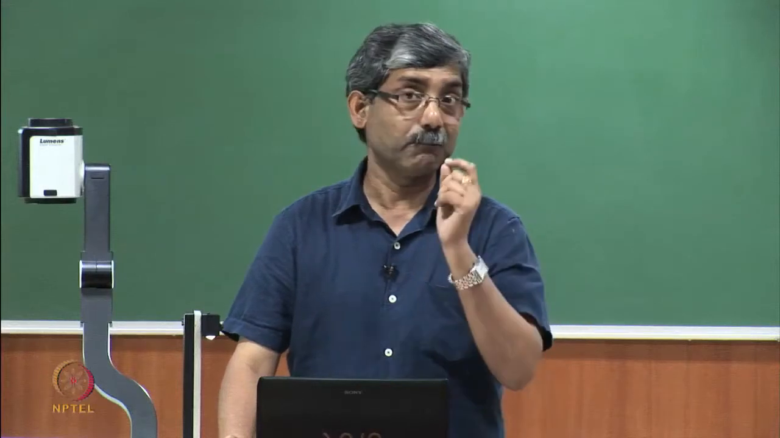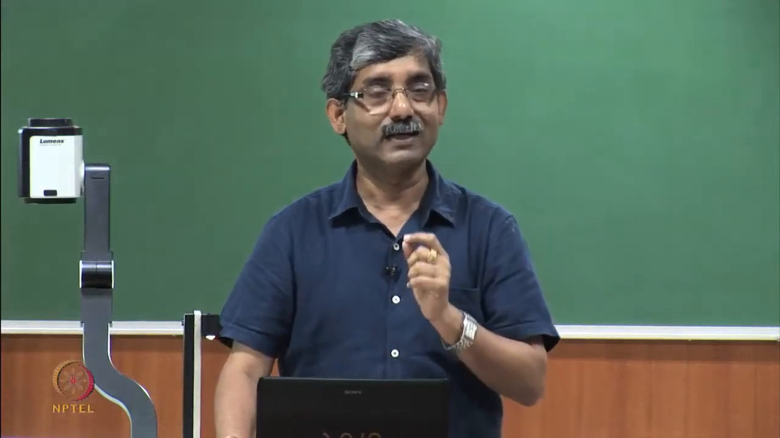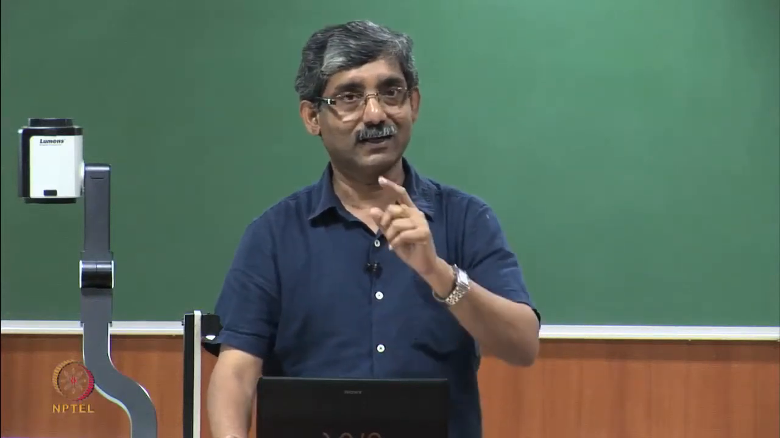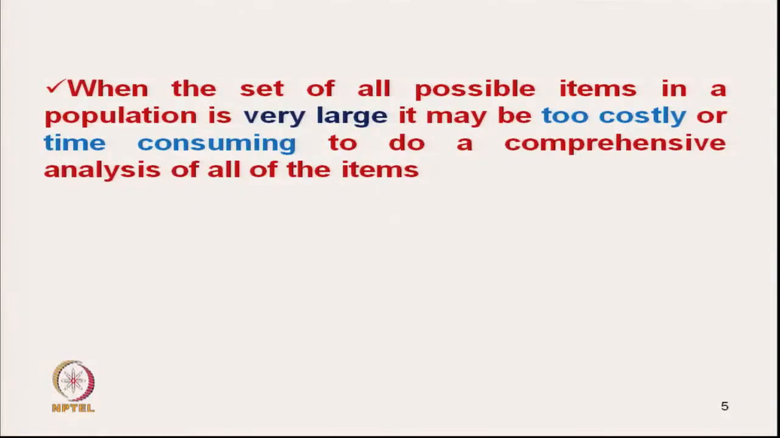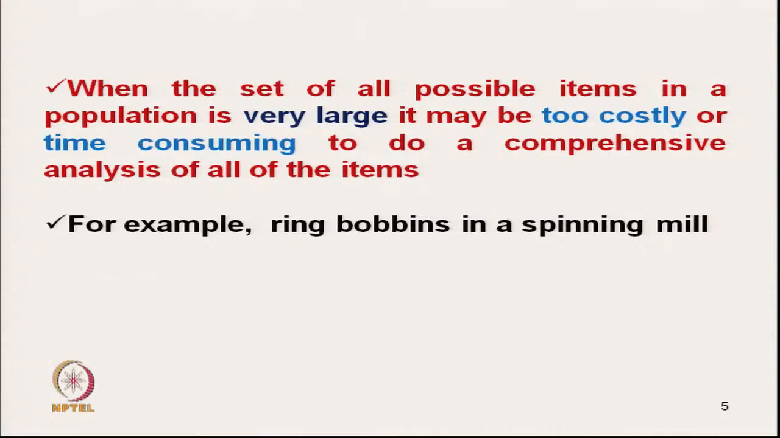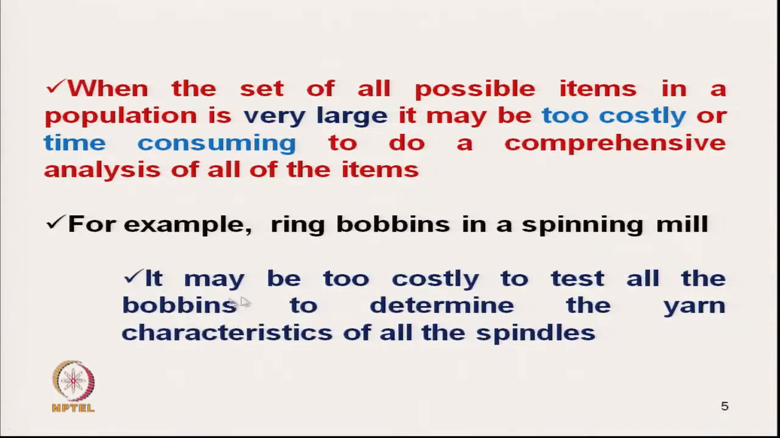But the sampling has to be perfect, so that it gives confidence that it is indicating the characteristics of the population. When the set of all possible items in a population is very large, it may be too costly or too time consuming to do a comprehensive analysis of all the items. Take another example, ring bobbins in a spinning mill: it may be too expensive to test all the bobbins to determine the yarn characteristics, say strength.